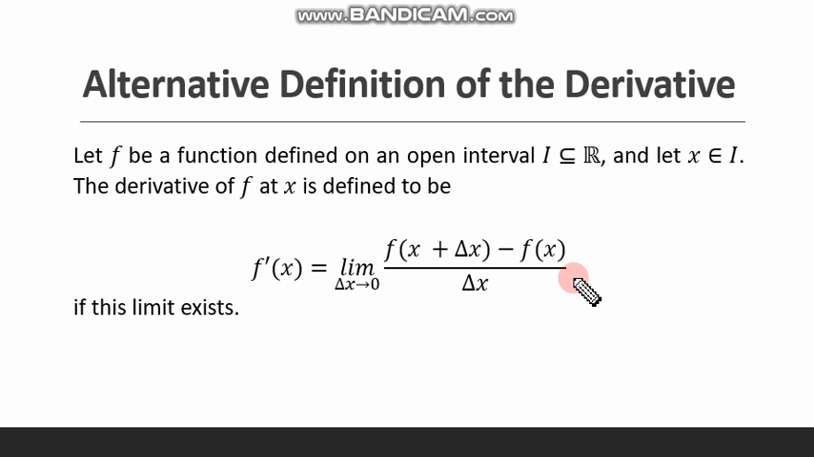So this is the alternative definition of the derivative. Let f be a function defined on an open interval I, a subset of all real numbers, and we will let x be an element of the interval. And the derivative of the function at x is defined to be f prime of x is equal to the limit of f of x plus delta x minus f of x over delta x as delta x approaches 0, if this exists.